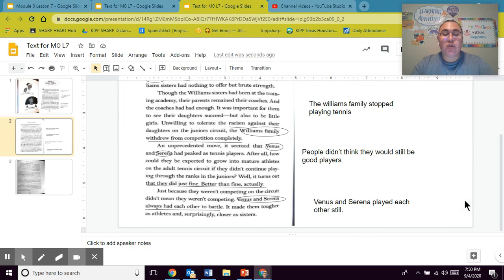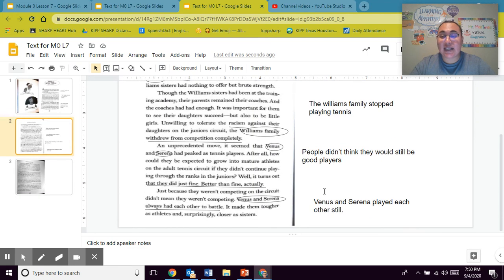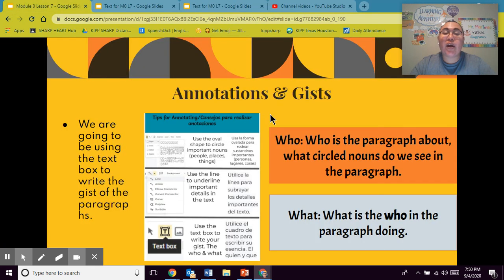So today, I'm going to talk about your exit ticket in the next section. Remember, we are annotating today, and our focus is annotating the gist, writing a short main idea for the paragraphs that we're reading. When we write our gist, we write the who and the what of the paragraph, and we want to make sure that it is 10 words or less. We want them to be short, quick, and sweet. Okay? I'll see you in the next section to review your exit ticket.